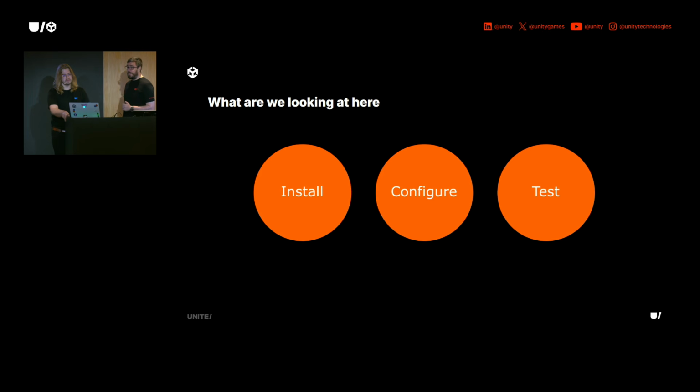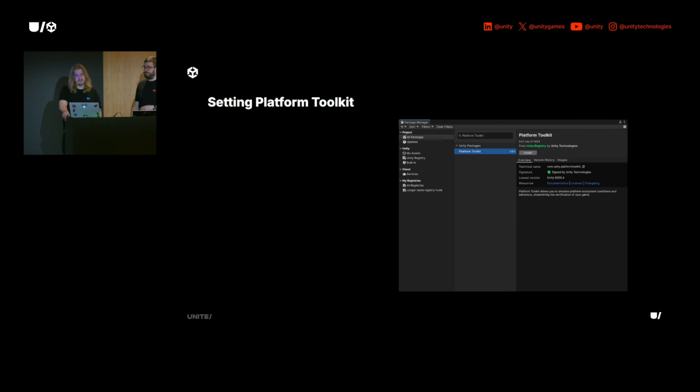So what are we going to look at in this section? We're going to break it into three parts. While we're in the editor, we'll look at the installation of Platform Toolkit, and we'll look at what it takes to configure Platform Toolkit, and then we'll have a look at what it looks like when you're testing games in the editor, when you're taking advantage of Platform Toolkit.